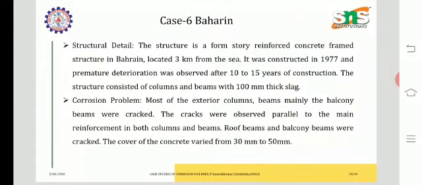When you go to case 6 of Bahrain, the structure is a four-story reinforced concrete framed structure in Bahrain. It was located 3 kilometers from the sea, constructed in 1977, and premature deterioration was observed within a lifespan of 10 to 15 years of the construction. The structure consists of columns and beams with a 100 millimeter thick slab.